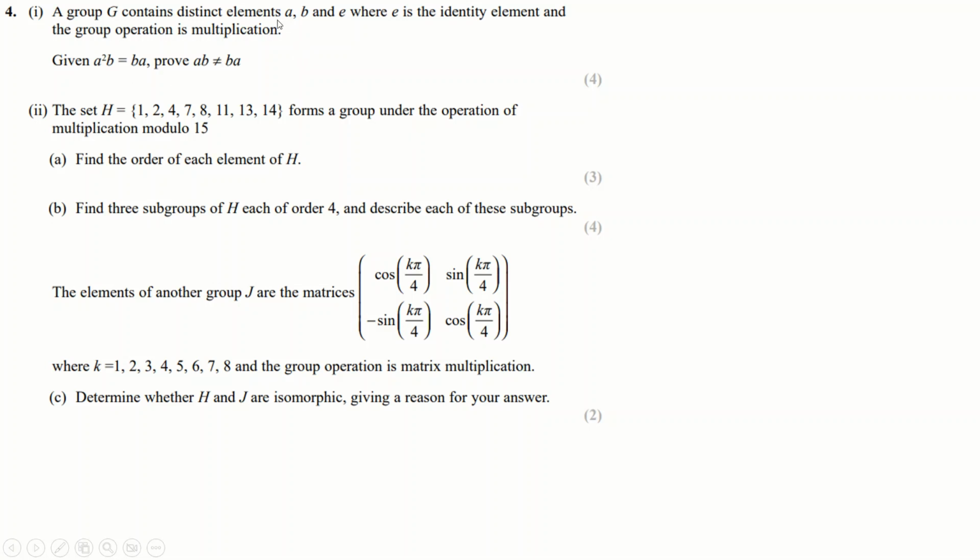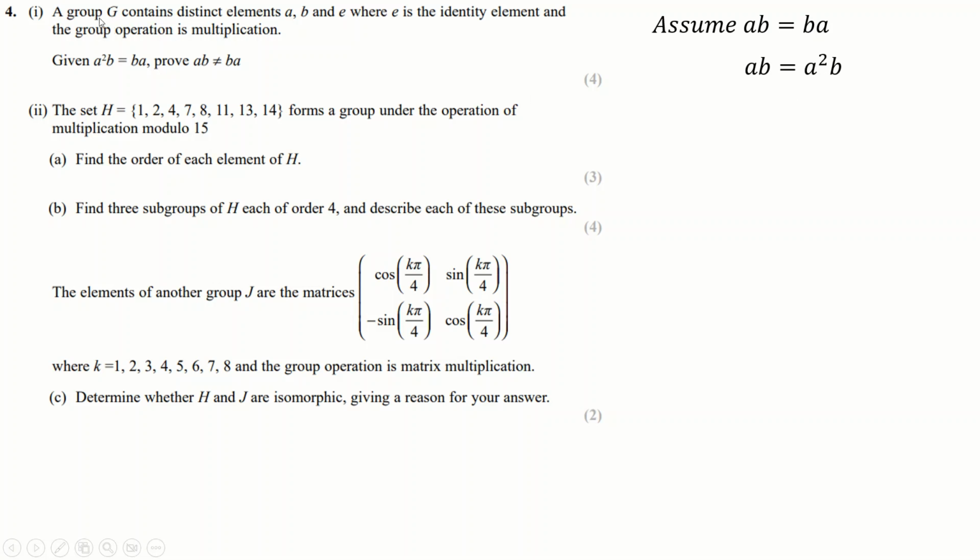So you've got a group. Now, when you read this, first of all, you're thinking, okay, the fact they're calling it a group implies certain conditions that it has to meet. So that's important. You have A, B, and E, where E is the identity, which is good, because a group must have that. Given this equals this, prove this. Now, this is going to be a proof by contradiction, so let's just assume that AB does equal BA. Now, you're told BA is A squared B, so you can just put that there.